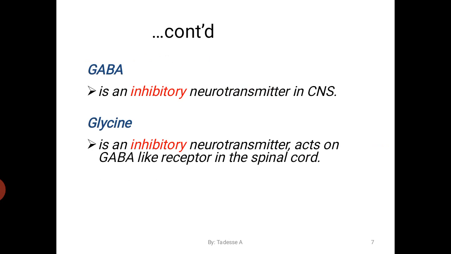The other neurotransmitters are GABA and glycine, which are inhibitory neurotransmitters. They act on the GABA receptor. GABA means gamma aminobutyric acid, which stimulates the GABA receptor in the central nervous system, whereas glycine acts on the GABA-like receptor in the spinal cord. Both neurotransmitters are inhibitory.